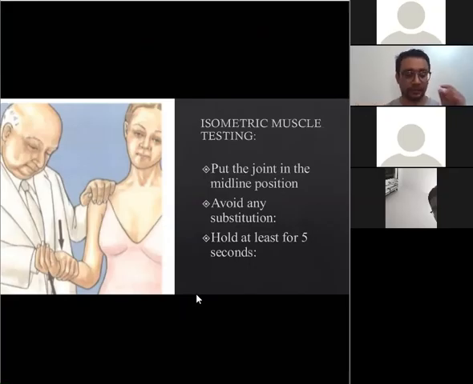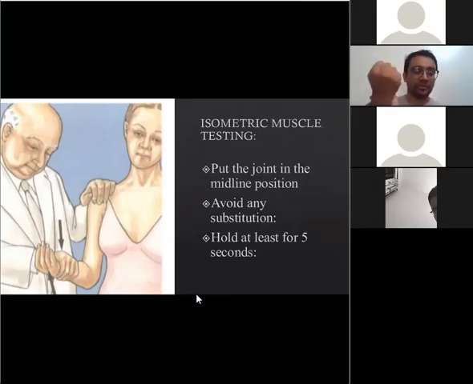Now, first, when you did the isometric testing, if you find the muscle is kind of weak, what does that mean? That means either the muscle is at problem, the muscle is not able to contract, or there is some pain and that is stopping the muscle from contracting, or the nerve itself is at problem. The nerve is not firing enough.